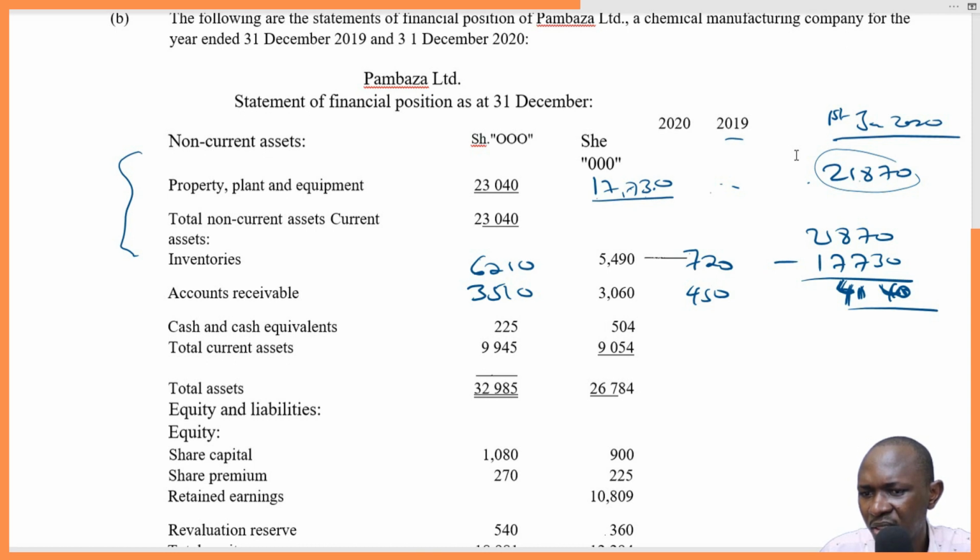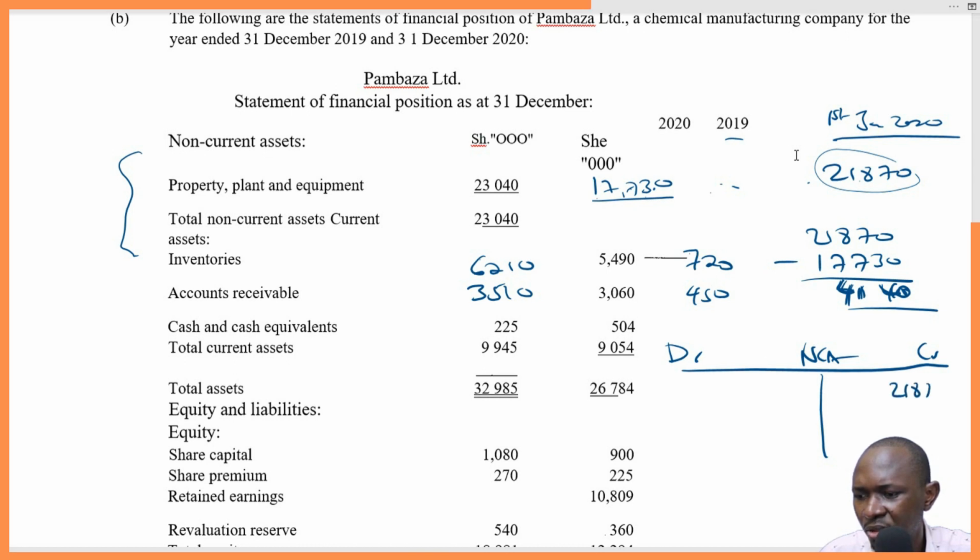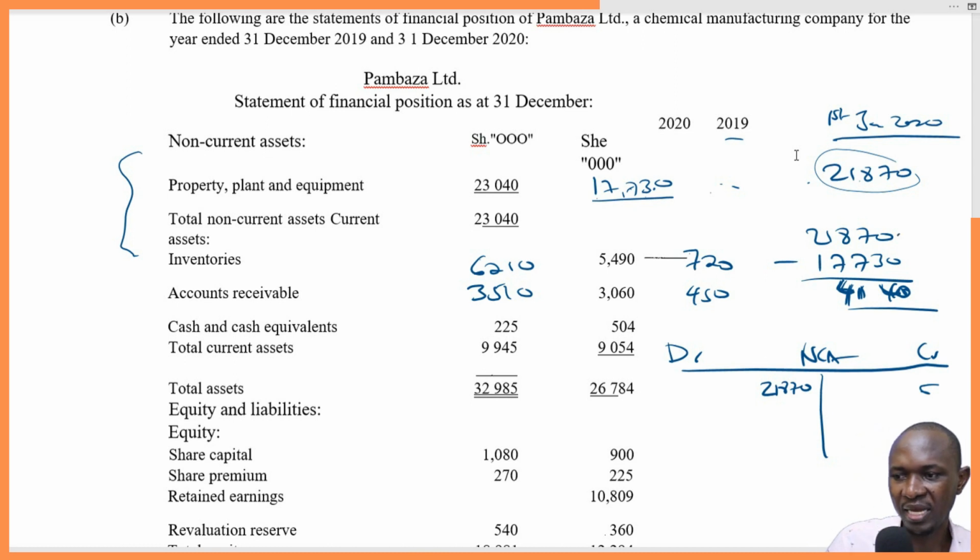So what this means is that we started with 23040. Let me just work it out. For example, NCA, credit and debit. So that we started the year with the 21870. Sorry, it's not supposed to be a credit entry, it's supposed to be a debit entry. 21870. I'm just trying to think aloud. After all, this was the balance that we had on 1st January. So 21870. And then this will be our closing balance, 23040.